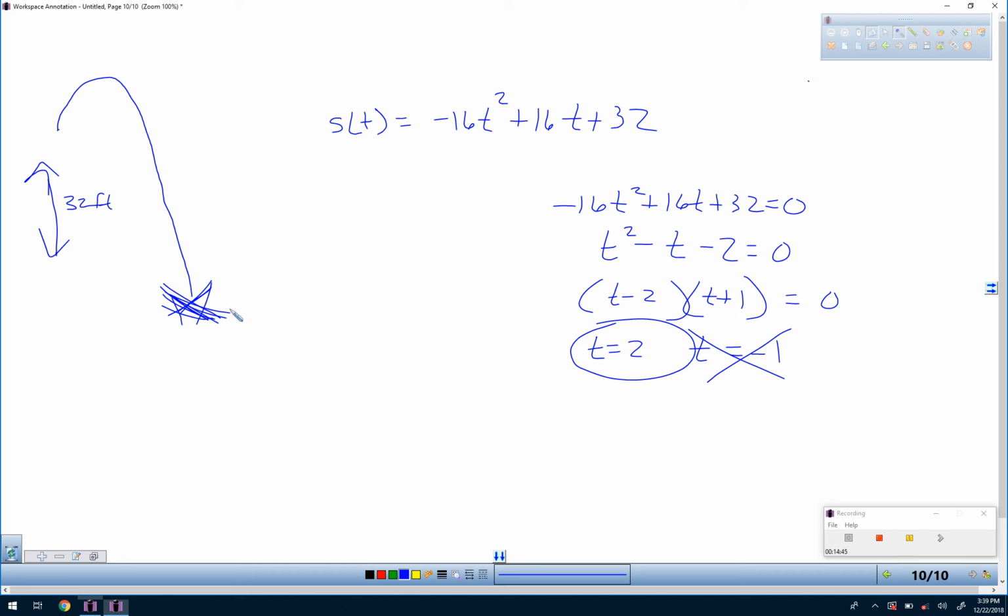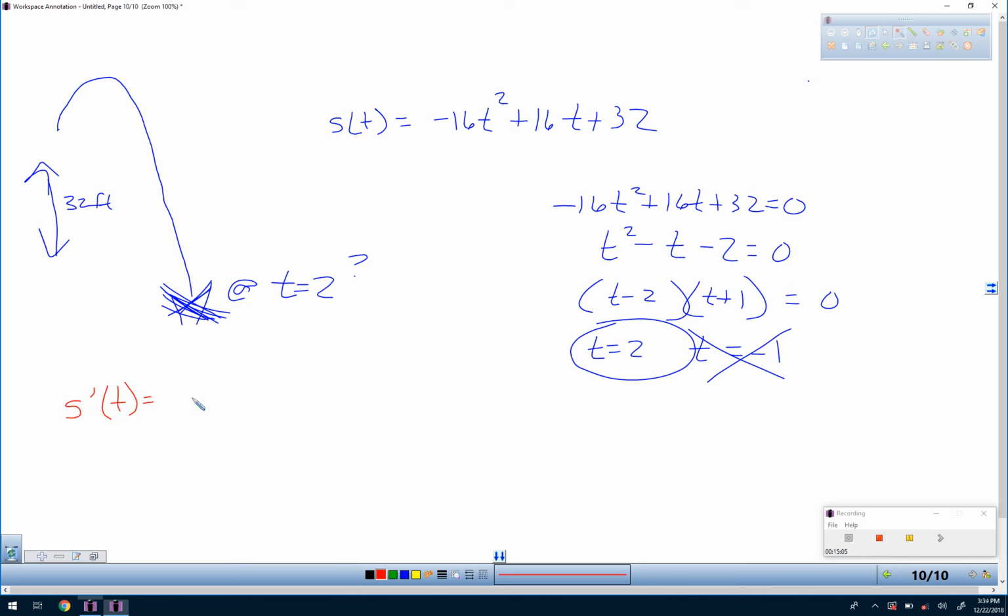So now the question is, what's the diver's velocity at impact? How fast is the diver going? Not on average, but specifically at t equals 2, what is the diver's velocity? Well, that means I need to find the derivative, its rate of change. It's the instantaneous rate of change at that point.